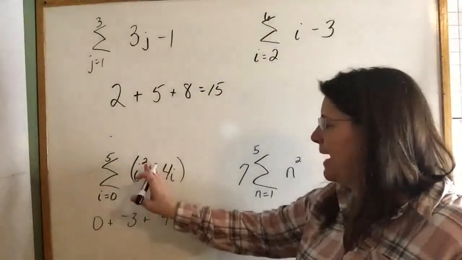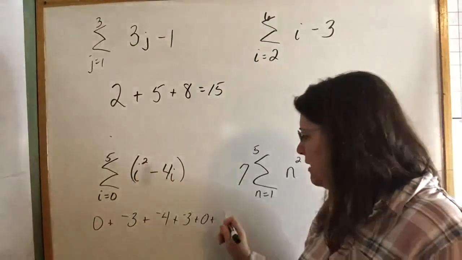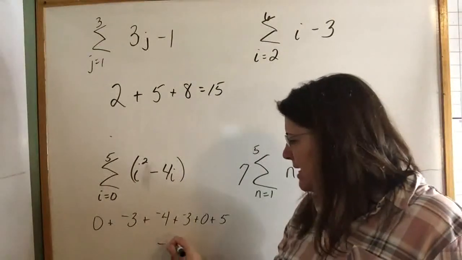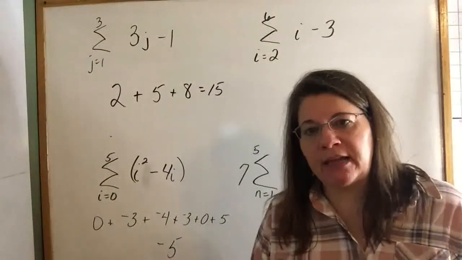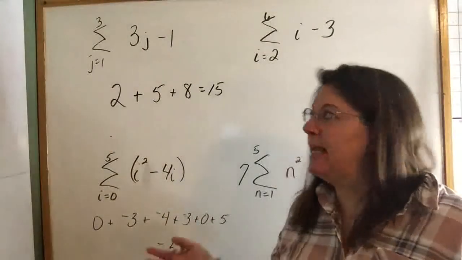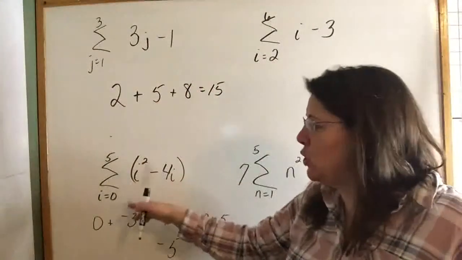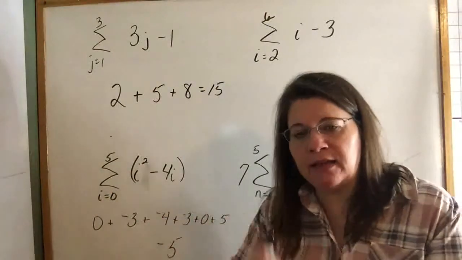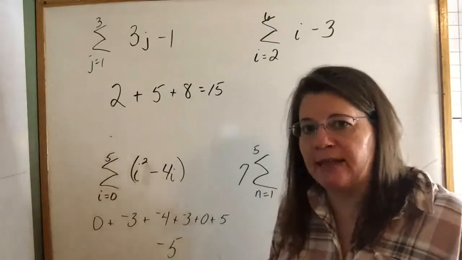When I plug in 5, 25 minus 20 is 5. I would add all those terms together, so that would give me a negative 5 as my final answer. Again, not too difficult. On the SOL, they tend to give you ones that don't have very many terms, that are very easy to plug in, find the consecutive numbers, and then just add them together.